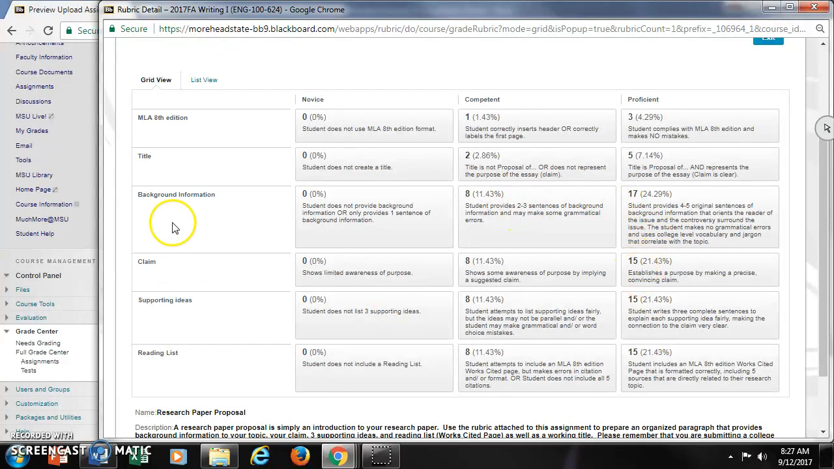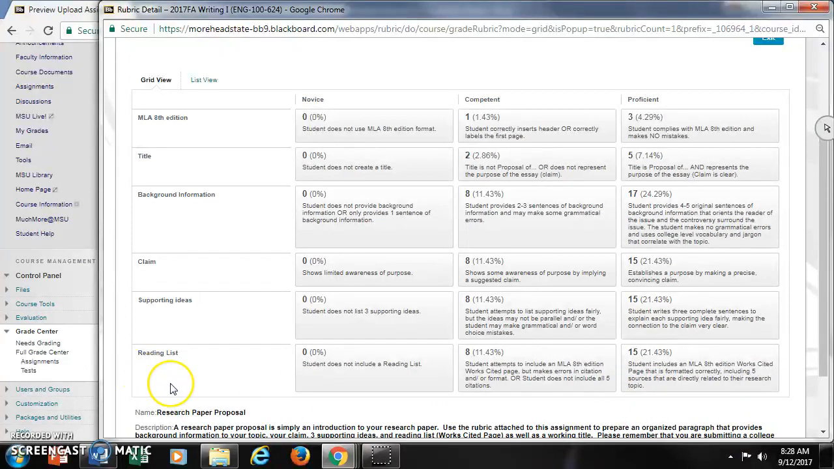15, for claim. Establishes a purpose by making a precise, convincing claim. 15, for supporting ideas. Student writes 3 complete sentences to explain each supporting idea fairly, making the connection to the claim very clear. Notice, 3 complete sentences. So each supporting idea needs to be its own complete sentence.